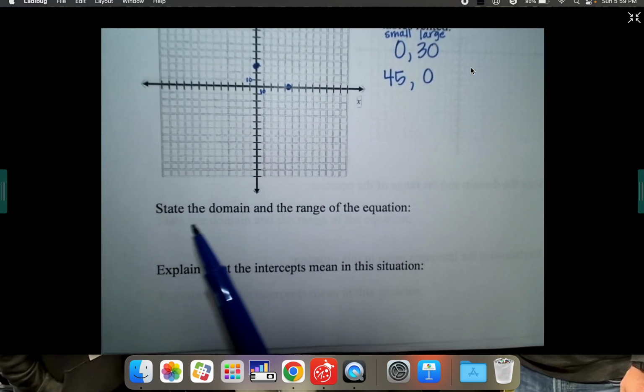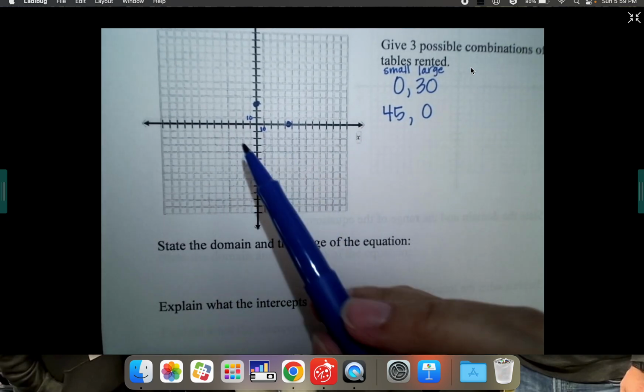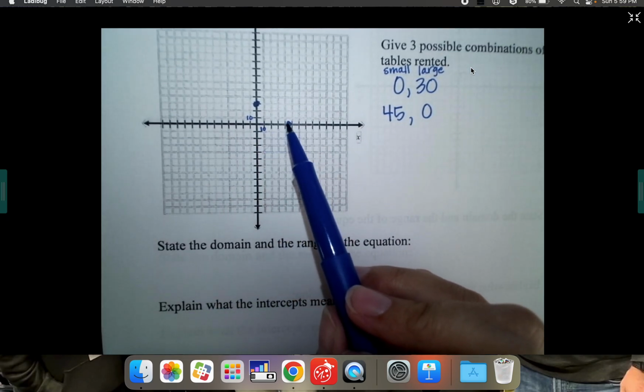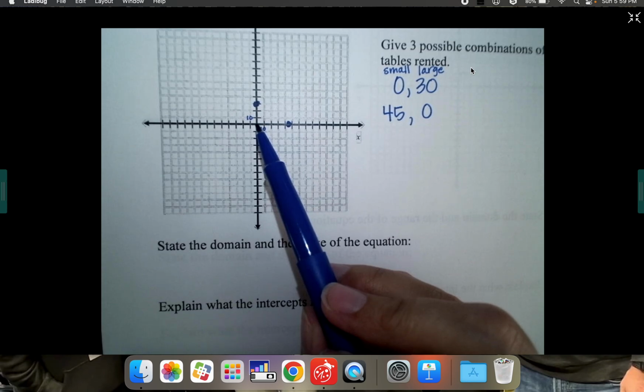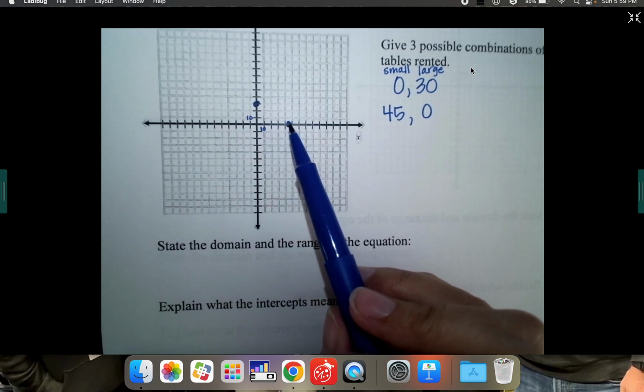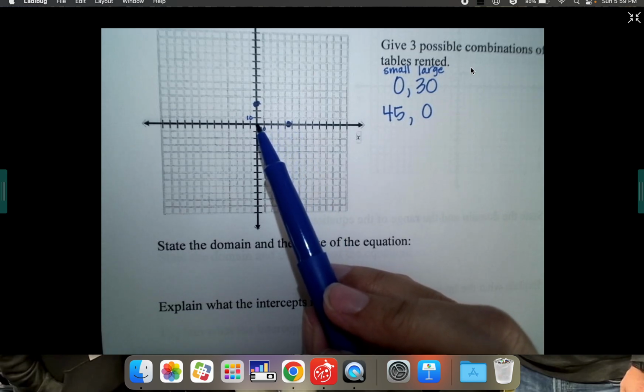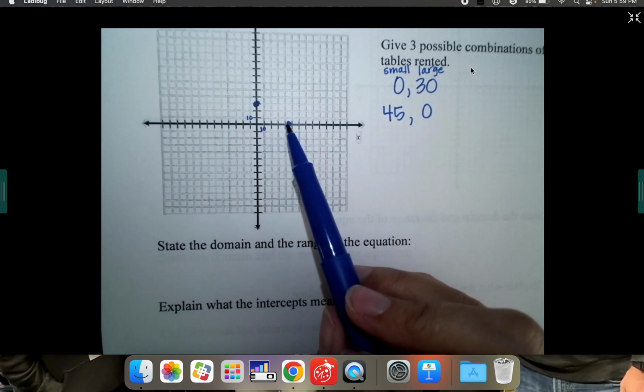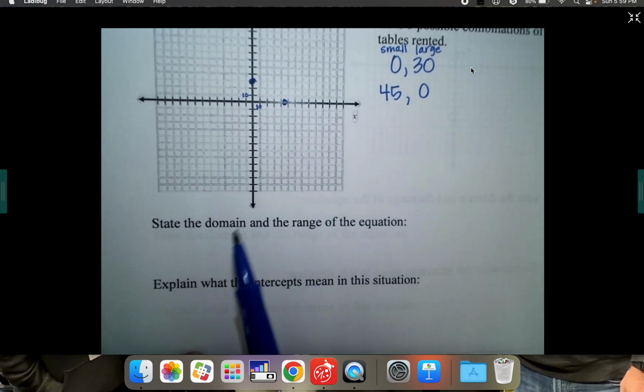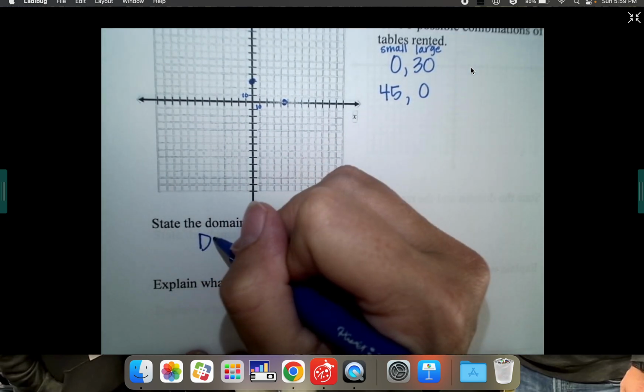Okay, the domain and range. The domain is all of the possible x values, and so x can be only in between 0 and, let's see how far we went, to 45. You can't have negative amounts on the x-axis, and you can't have more than 45 because that would put us past our 180 people. So the domain, I'm going to abbreviate it with the domain.